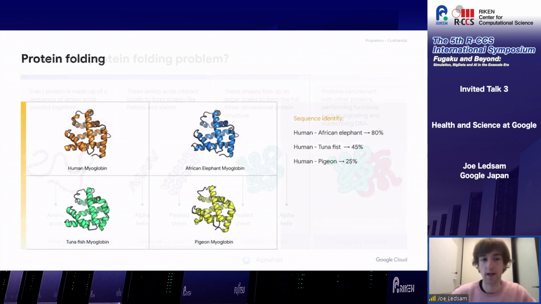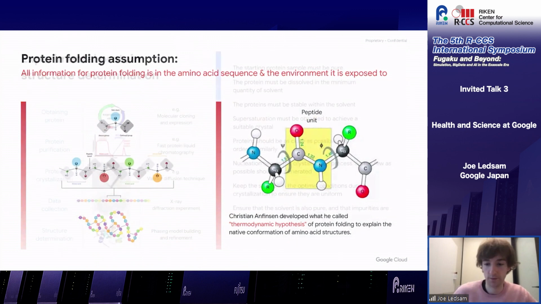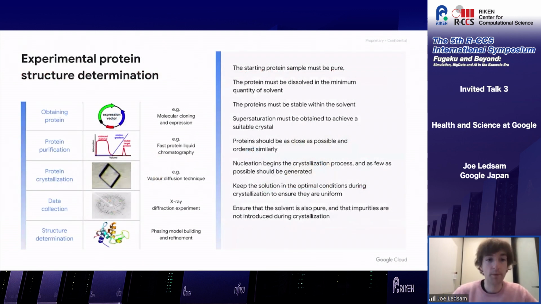Small changes can result in large differences to their structure as well. The concept of predicting protein folding is, or we assume that all of the information is available in the amino acid sequence and the environment it's exposed to. So in theory, we have most of the information just in the sequence to be able to make a good job of a prediction. And people have been at this for a long time.